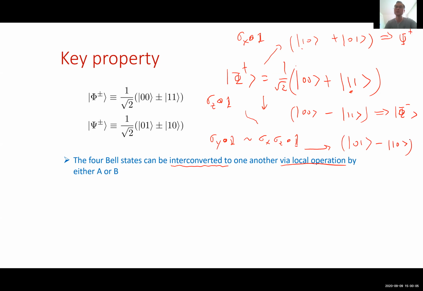Okay. So notice I apply on one side, on the A side, let's say A and B. But you could also apply this on the B side. It's very similar because I start with a state which is symmetric. So you can imagine you apply this on the B side, you can convert this to any of the 4 Bell states.